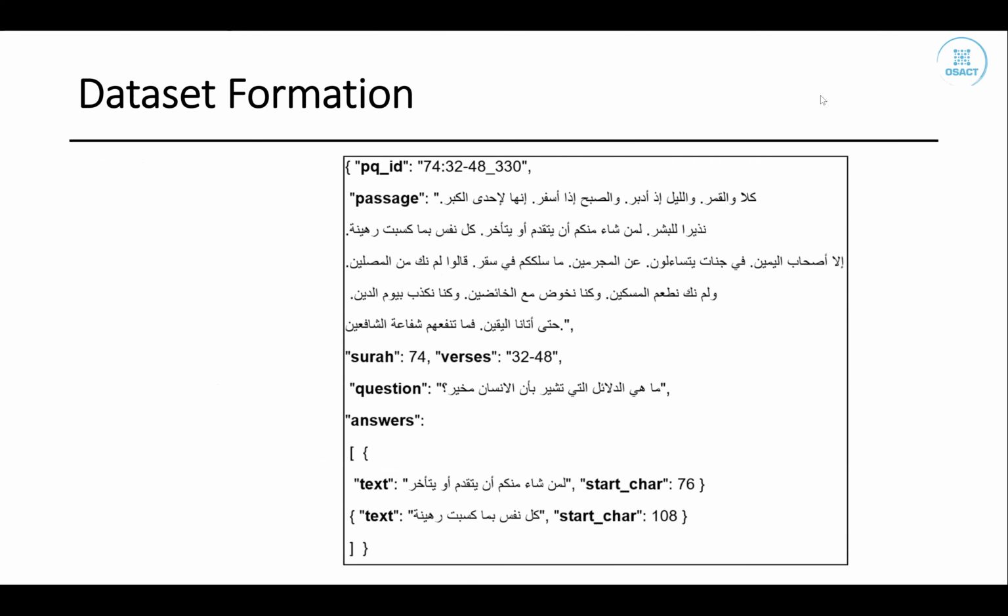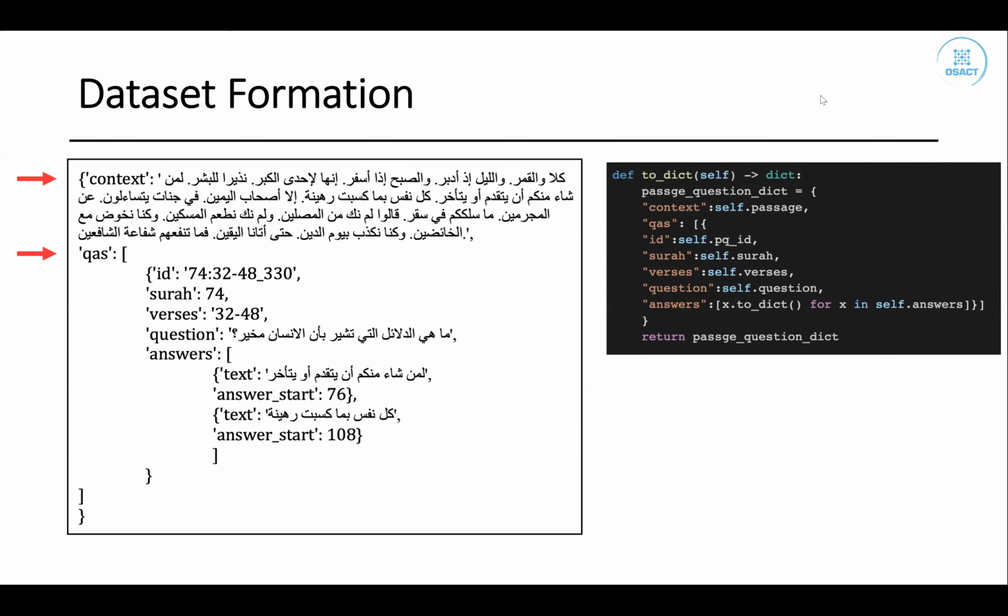Now, Simple Transformers needs a specific format to feed into the model. So this is the screenshot for the QRCD. This is one example. We needed to change that to meet the Simple Transformers requirement. So what we have done is that we have a key called context and also a key called QAS. Context is the passage, obviously, and QAS is a list that has a dictionary of ID, surah, verses, question, and answers. We have done that by just modifying the function that was provided by the organizers.